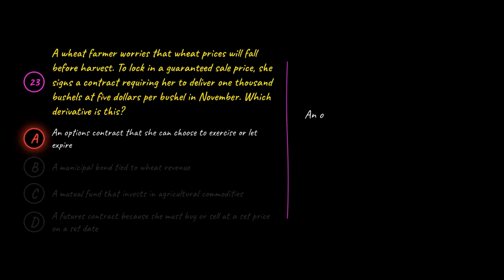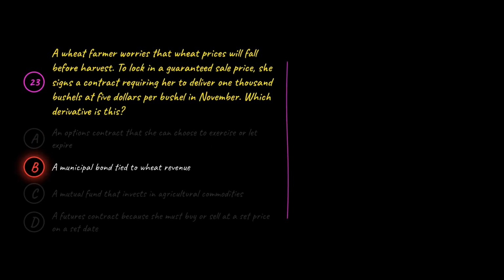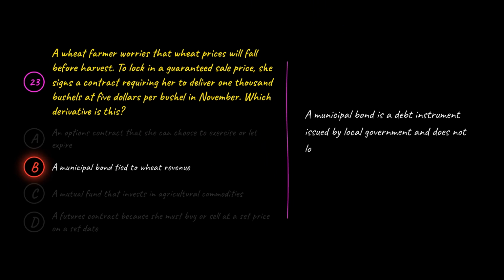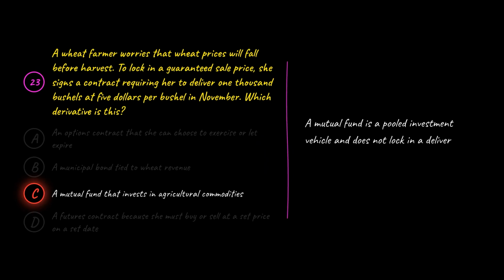A is wrong because an options contract gives a right but not an obligation. The farmer is locked into the trade and cannot simply let it expire without consequence. B is wrong because a municipal bond is a debt instrument issued by local government and does not lock in commodity prices for an individual farmer. C is wrong because a mutual fund is a pooled investment vehicle and does not lock in a delivery price for the farmer's own crop.